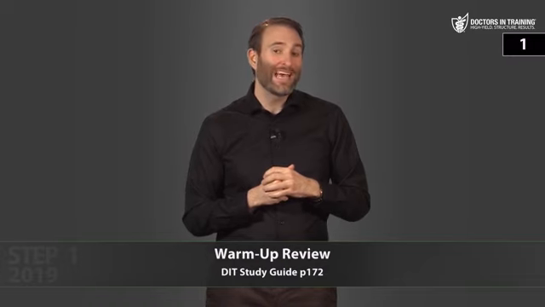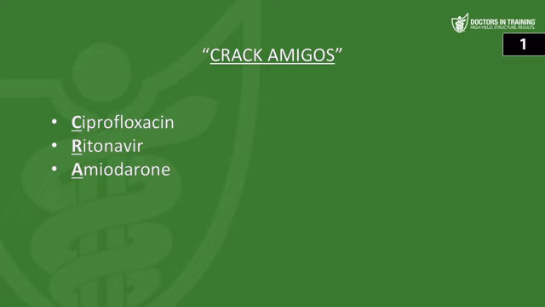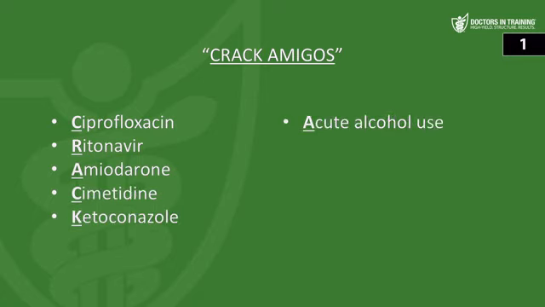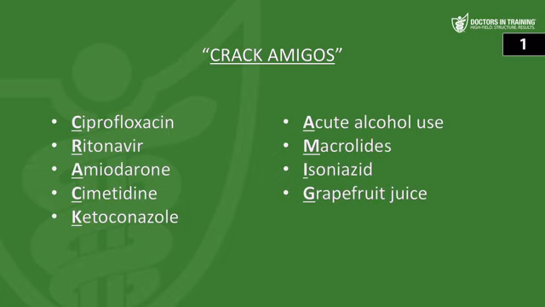Let's get going. What drugs are known to inhibit cytochrome P450? So the mnemonic for this was crack amigos. So we have ciprofloxacin, ritonavir, which is a protease inhibitor, amiodarone, cimetidine, ketoconazole, acute alcohol use, macrolides, isoniazid, grapefruit juice, omeprazole, and then finally sulfonamides.